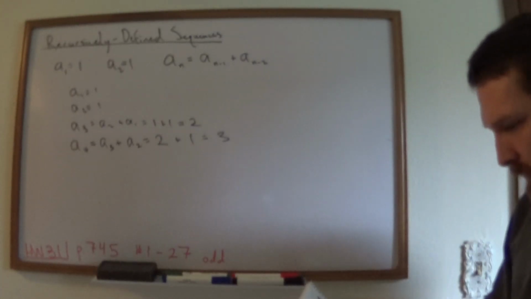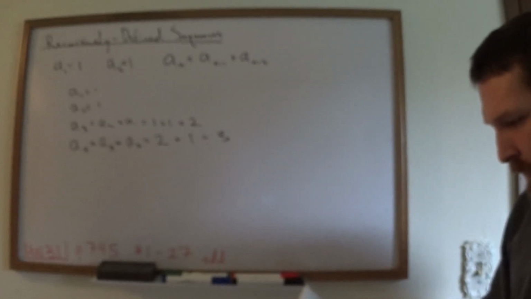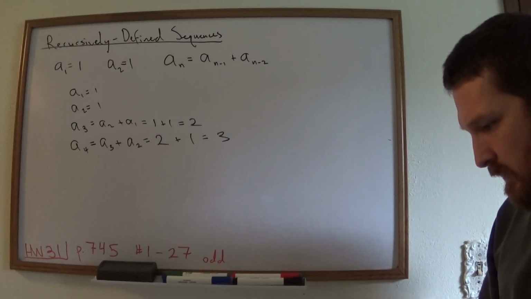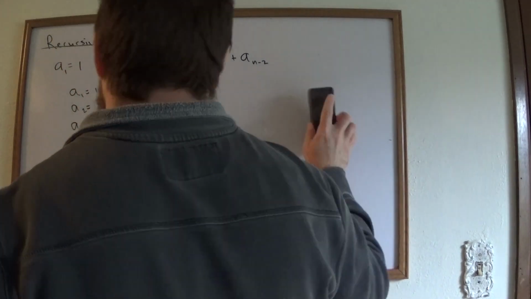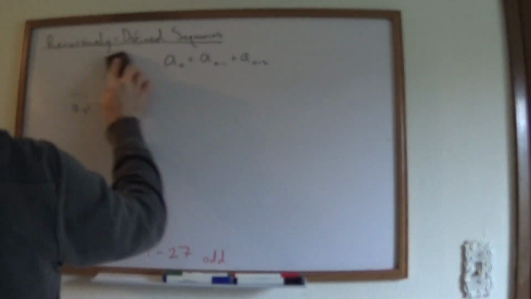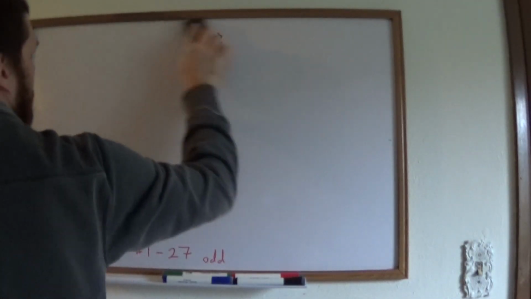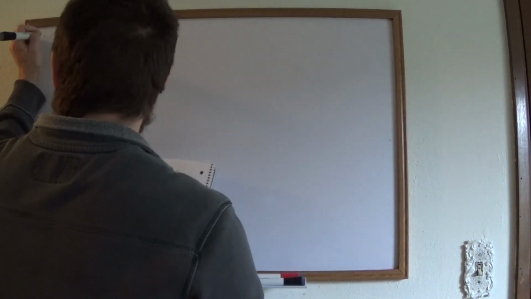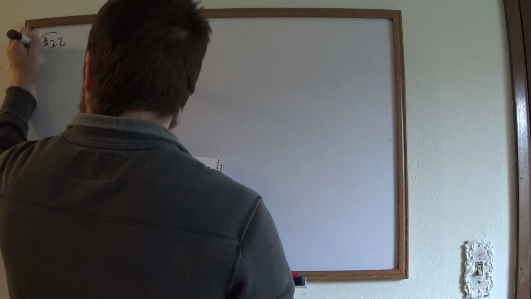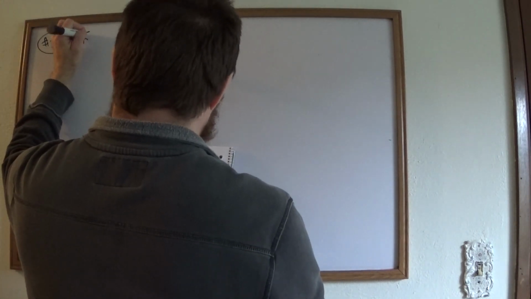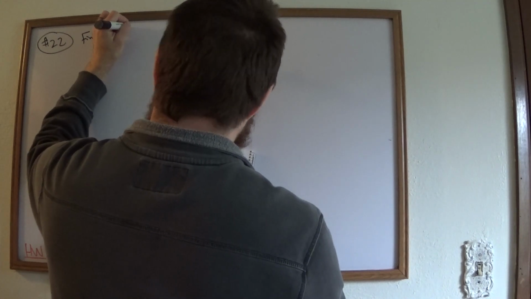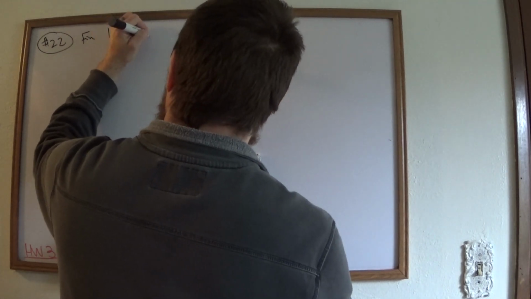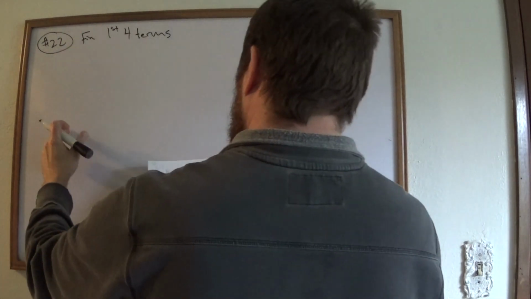And so, our book always starts with n equals 1. Yes, I already talked about that. Again, some authors do it differently. Okay, so that's a recursively defined sequence. So here's number 22. Find the first. We're only going to do 3. No, I said 4 terms. I think your book says find the first 5.